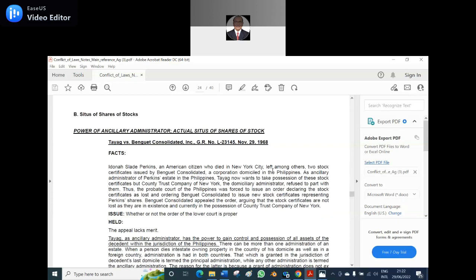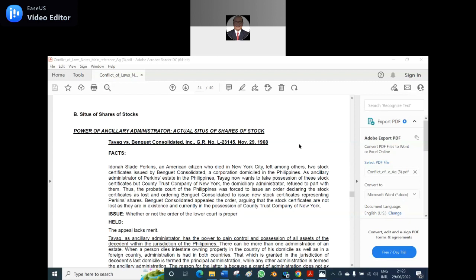Idonah Slade Perkins, an American citizen, is the name of the person who died in New York City. She left, among others, two stock certificates issued by the Benguet Consolidated, a corporation domiciled in the Philippines. That is the one stock.